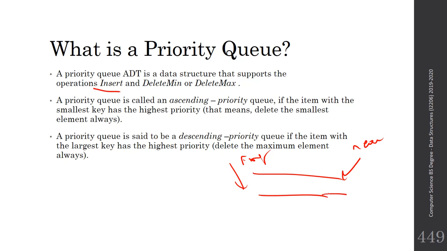In a priority queue, the elements are sorted according to a priority. Sometimes the smallest priority is the highest priority, so we'll place it on the front, and those with lower priorities would be on the rear. So we can either delete the maximum or delete the minimum. This is the DQ operation. We call a priority queue an ascending priority or a descending priority, depending on how we are inserting the elements into this queue.